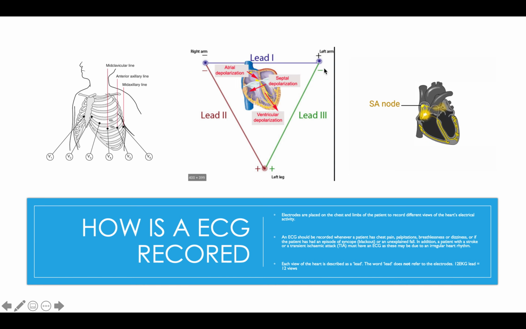Lead 3 also goes from a negative pole on the left arm to a positive pole on the left leg. So you can see that the main thing that will be recorded here this time would be the left ventricle activity, which is greatly seen in lead 3. Hopefully that's just an understanding of how these leads look at the different views.